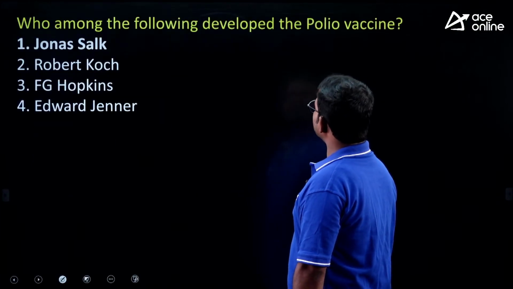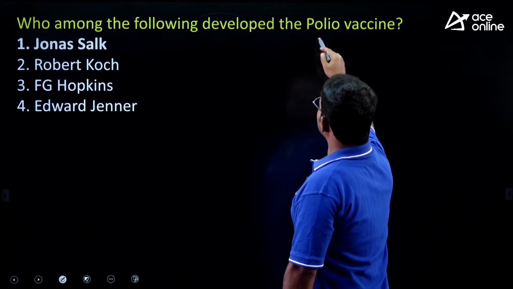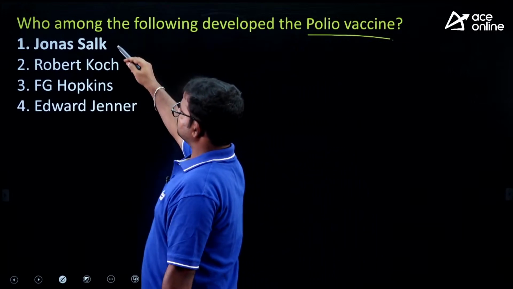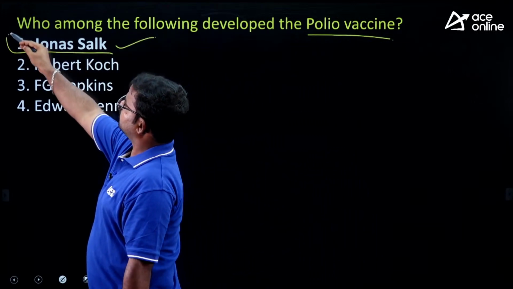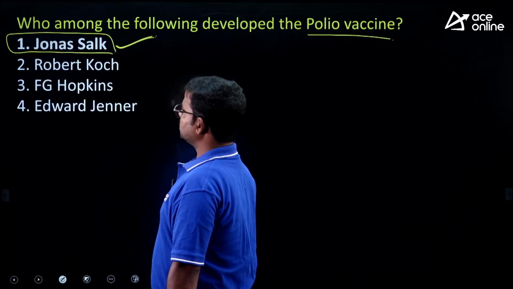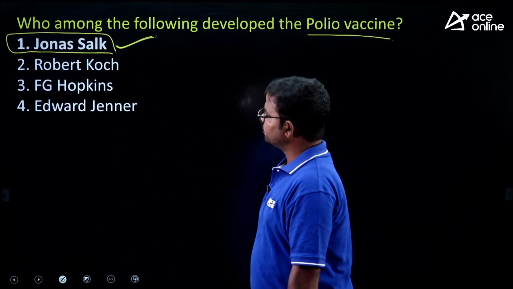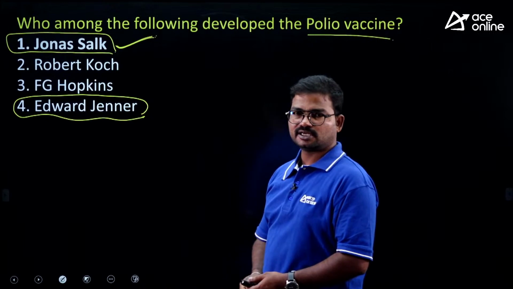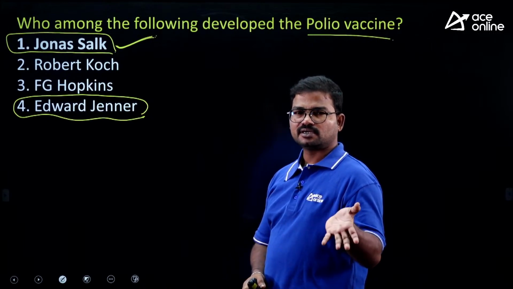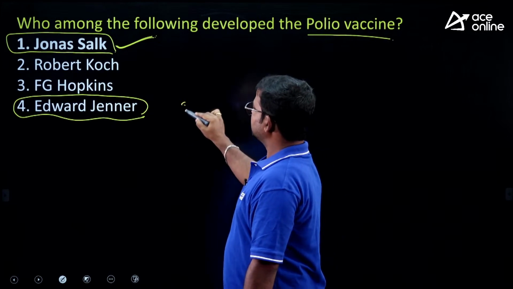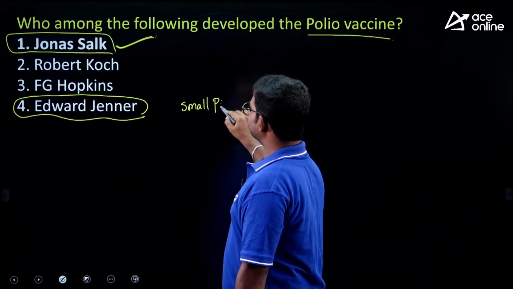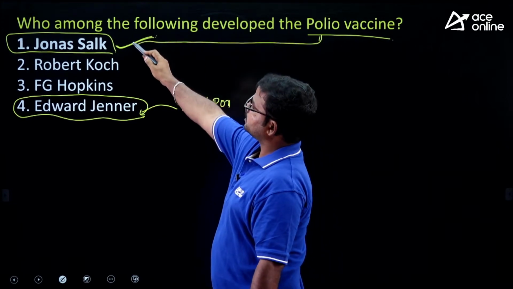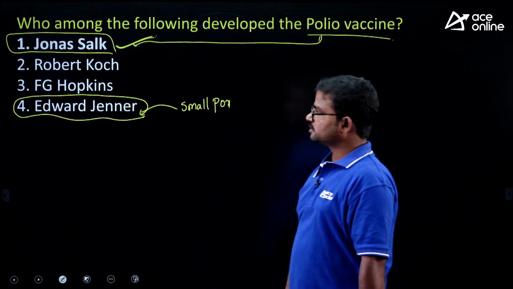Who among the following developed the polio vaccine? Okay, who among the following developed the polio vaccine? So of course, Jonas Salk. So he developed the polio vaccine. So mostly the world's first vaccine was developed by Edward Jenner. He is considered the father of vaccines. Okay, so mostly he developed this vaccine for smallpox. Okay, smallpox, Edward Jenner. But here they mention the polio vaccine. So this is the correct option here. Option 1 is the correct option.